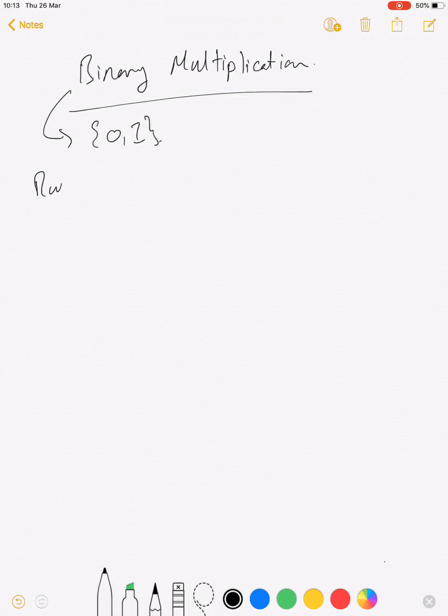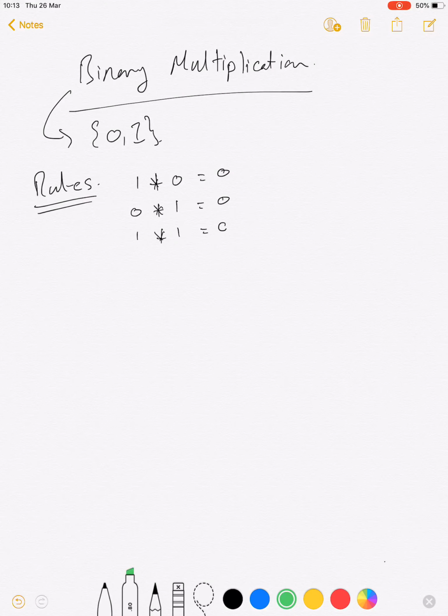Okay, so the rules of multiplication are quite simple. We have 1 multiplied by 0 gives us a 0, or 0 multiplied by 1 gives us a 0, or 1 multiplied by 1 gives us a 1. Okay, so these are our rules. And actually, multiplication is really only addition, right? So once we expand out the actual multiplication, it just turns into an addition kind of problem.